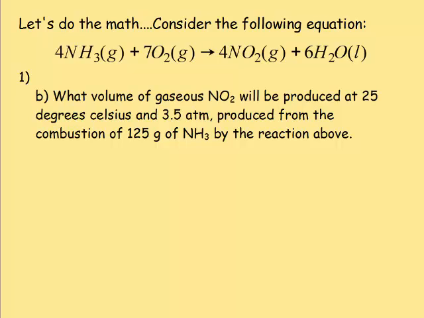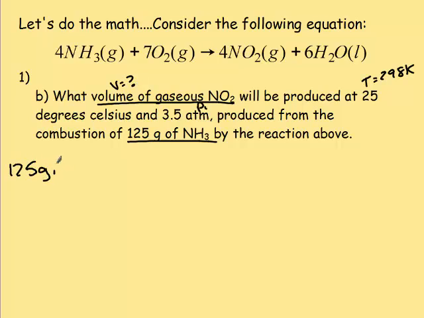This problem says what volume of gaseous NO2 will be produced at this temperature, this pressure, from the combustion of this many grams. Notice I do not have V, T, and P. You cannot do PIVNERT if you don't have your V, T, and P. So I'm going to do stoich first.